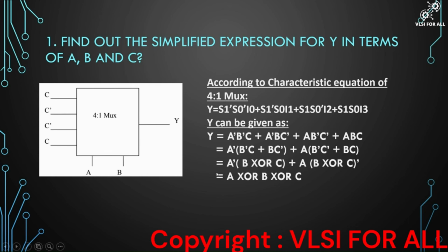Now, if we take the entire expression as x, A bar x plus A x bar, what does it mean? Again, it forms an XOR gate. So, what we have to write? A XOR x. What is x here? B XOR C. So, we got the full adder sum: A XOR B XOR C.